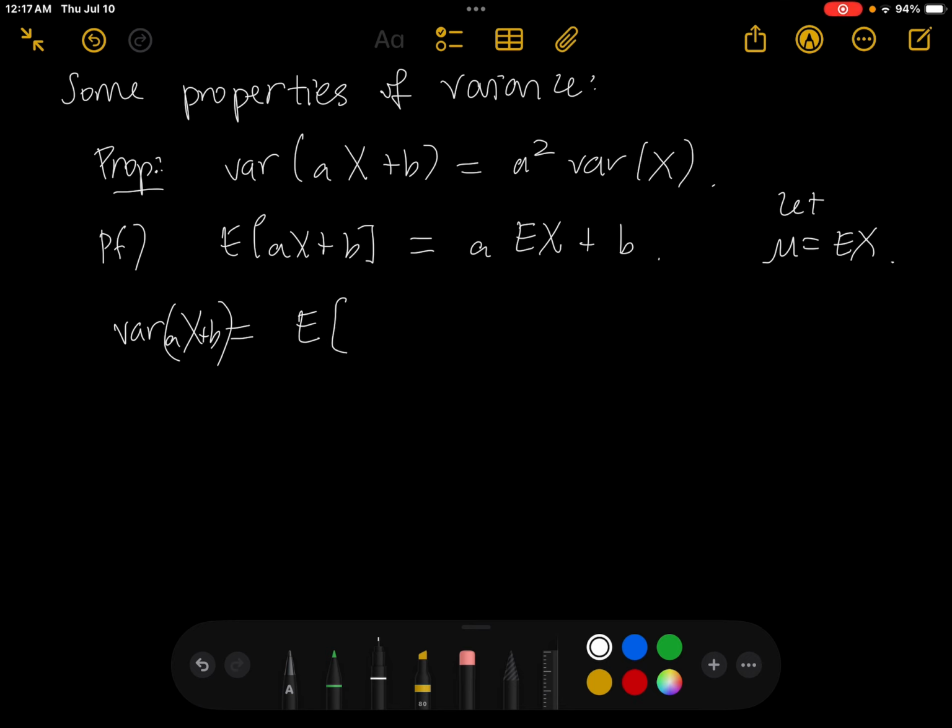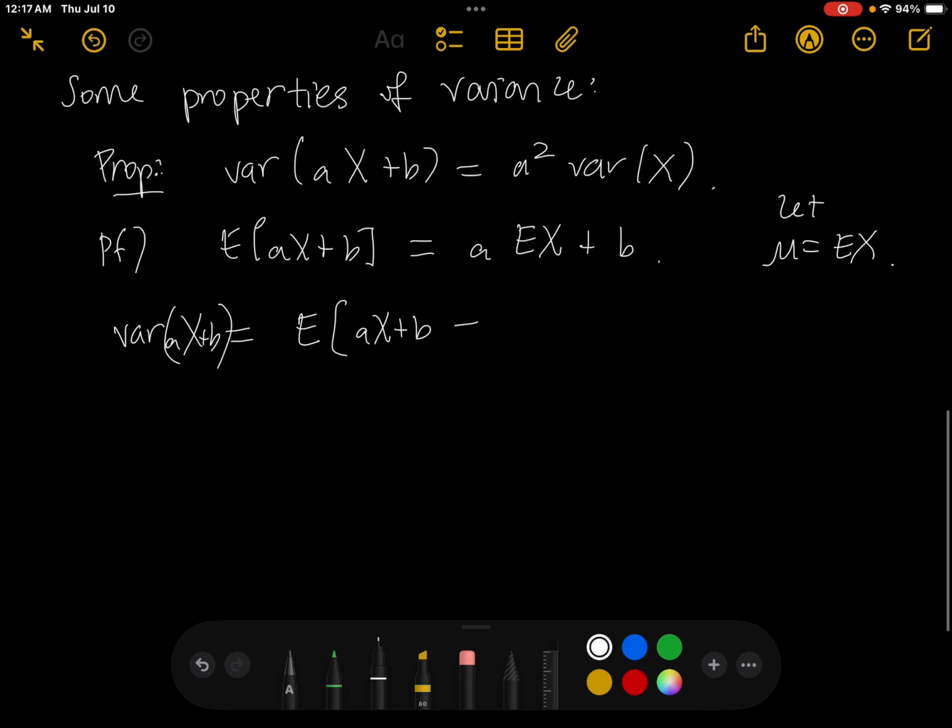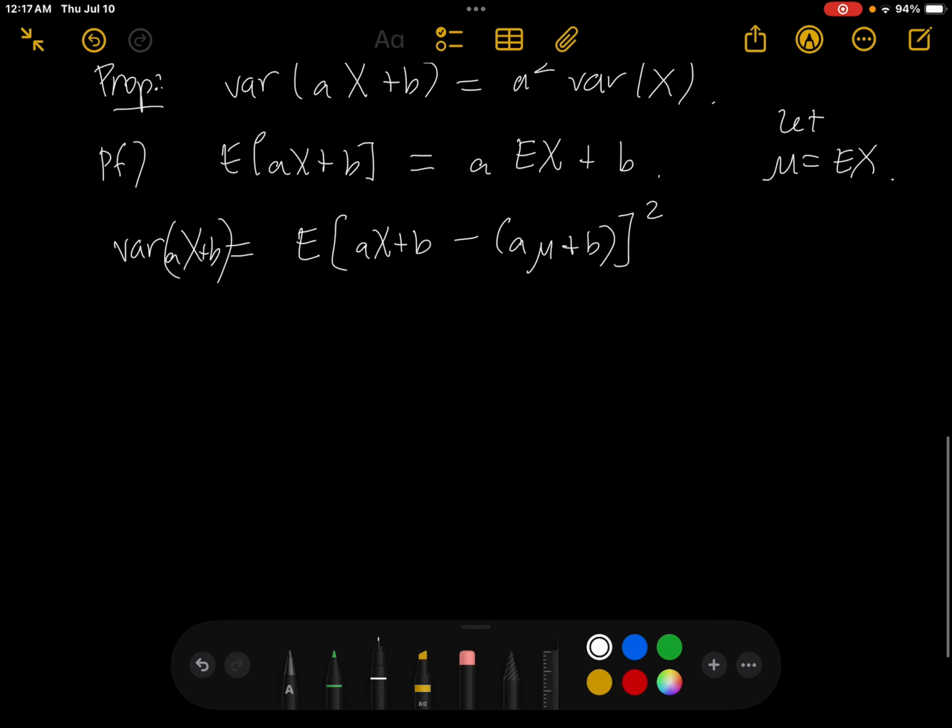So it's the expectation of the random variable aX plus b minus the expectation of aX plus b, and that's just a times mu plus b, all squared. And what's going to happen is you are going to get some cancellation. So this is the expectation of a times (X minus mu), but the b's cancel.